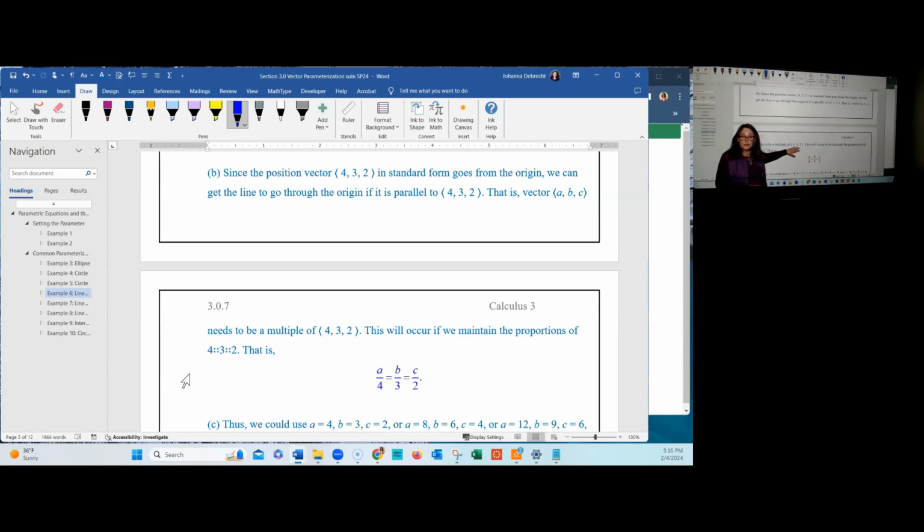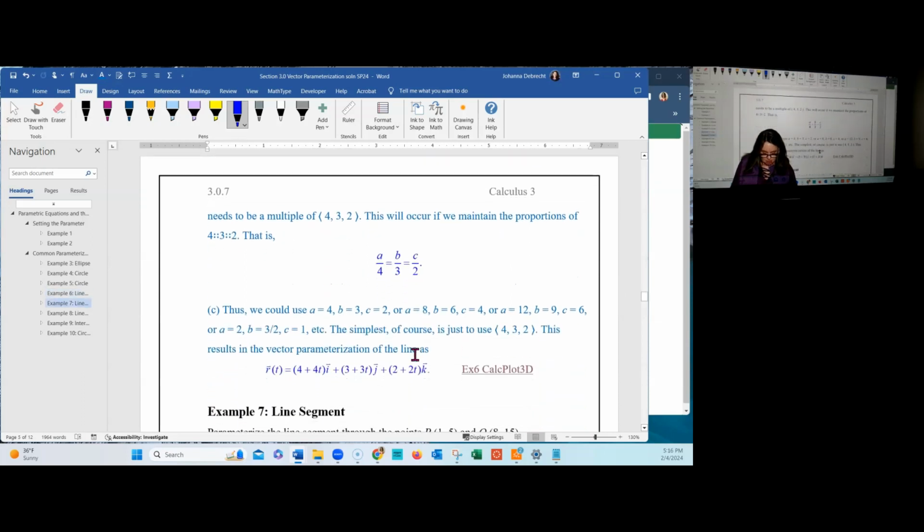So I could use 4, 3, 2, or I could multiply 4, 3, 2 by 2, and that would give me 8, 6, 4. That would work. Or I could multiply by some other value, 3, and I could get 12, 9, 6. That would work as well. So all of those are multiples of 4, 3, 2, which will guarantee it goes through that point and the origin, because the standard position vector does go through the origin.